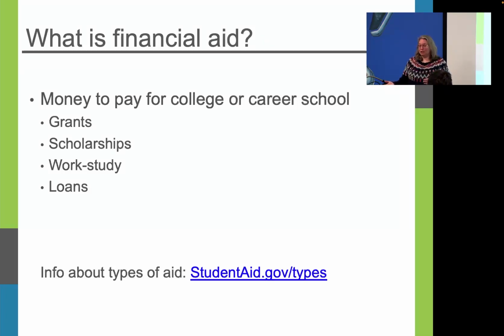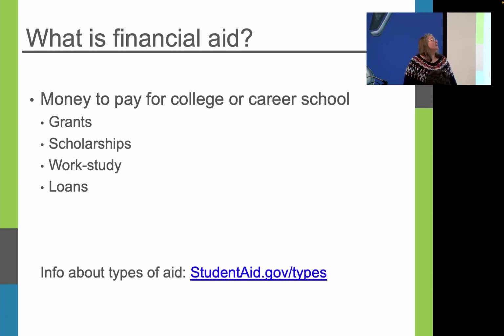Work study is just like it sounds. You work on a campus job, you get paid for it, and then you can use that pay to help pay for your expenses while you're in school. And then there's loans. And loans you can get either from the federal government if you file a FAFSA or a private loan from an education lender. And you can find out more about the different types of aid at studentaid.gov/types.